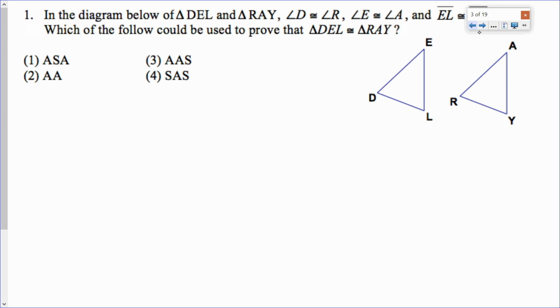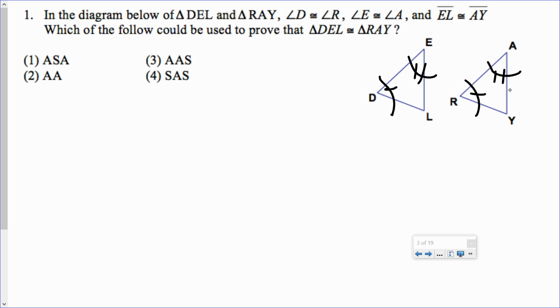Number 1, angle D is congruent to angle R. So I'm going to mark that angle D is congruent to angle R. Angle E is congruent to angle A. So I'm going to mark that they're congruent. EL is congruent to AY. So just look at one of the triangles. So I'm going to cross this one out so my eyes can focus on just one of them.